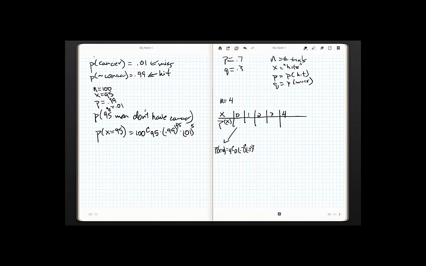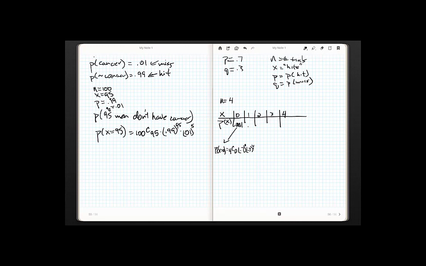So I'm going to use my calculator here. Give me just a second. I've got 4 choose 0, which I know is 1, but it'll be easier for me down the road. So 0.7 to the 0 and 0.3 to the 4, and I end up with 0.0081. Sorry about my small writing.